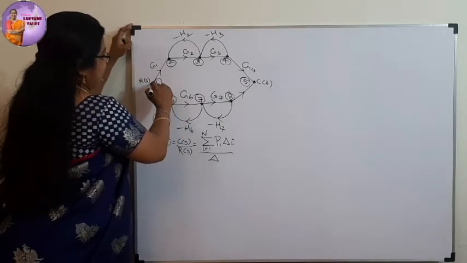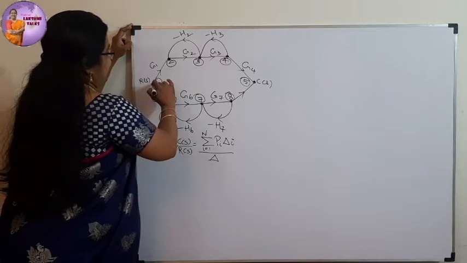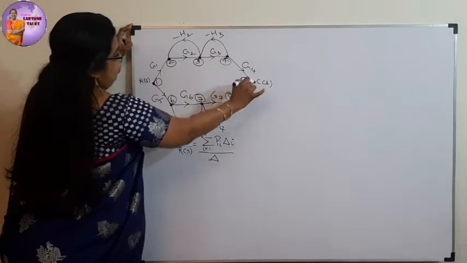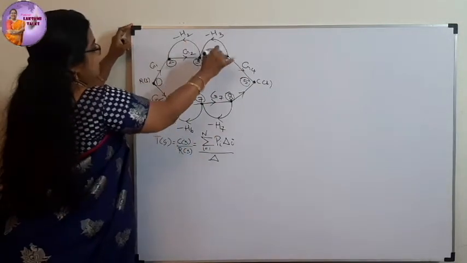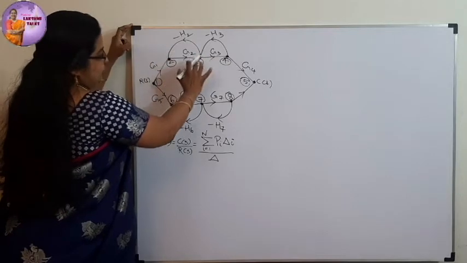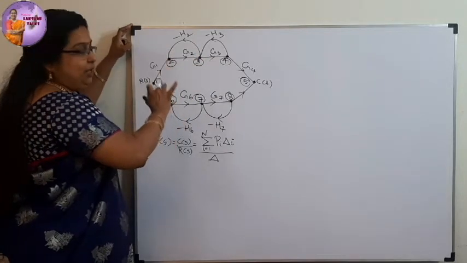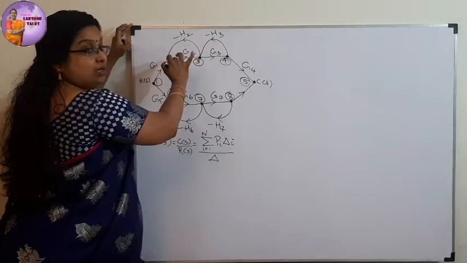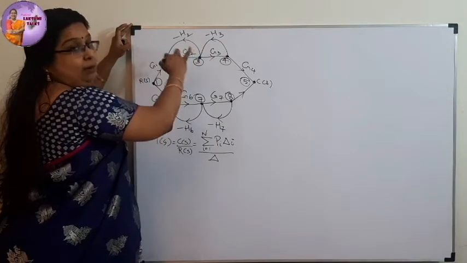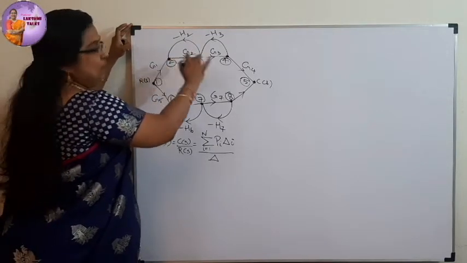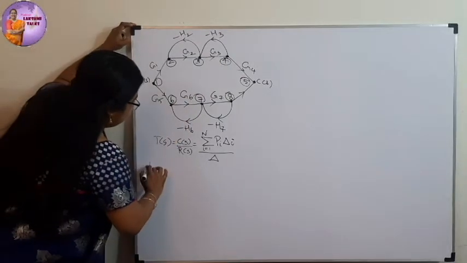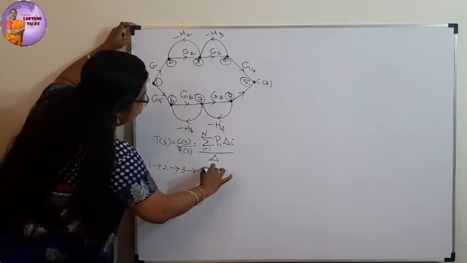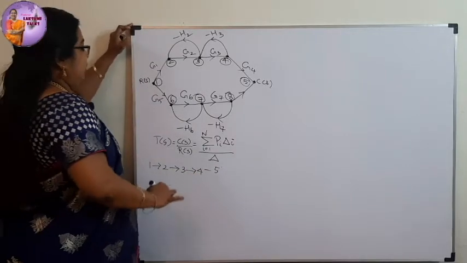If you look at this, you can go from 1 to 5 via 1 to 2, 2 to 3, 3 to 4 and then 4 to 5. We cannot traverse these other paths because they are loops. A forward path is nothing but moving from the input node to the output node without repeating any nodes. So 1 to 2, 2 to 3, 3 to 4 and 4 to 5. This is one path.